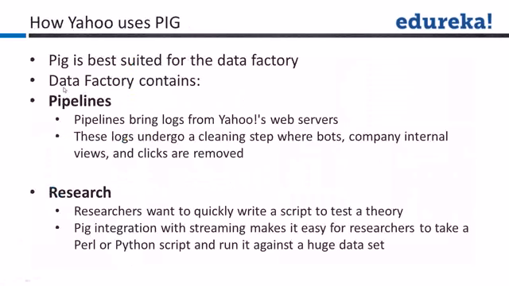So basically pipelines, there are two typical cases where Yahoo uses this. As you know, on the web servers there will be huge server logs. The first thing you do on any of them is to clean up these logs. If I look at the server log of Facebook, for example, there will be a lot of bots, automated programs which do clicking there. There will also be a lot of internal views of the company. You have to remove that.